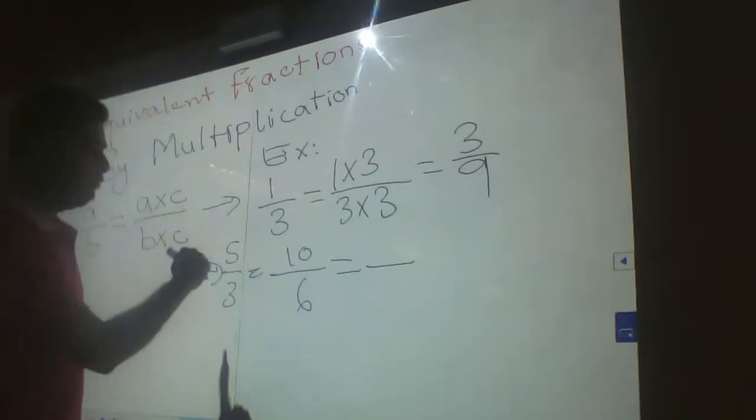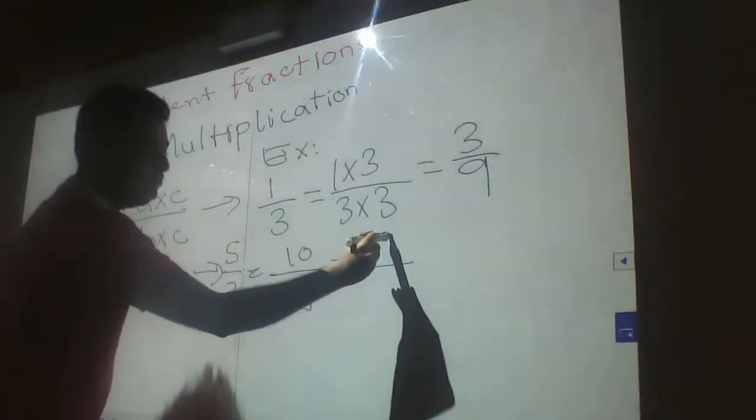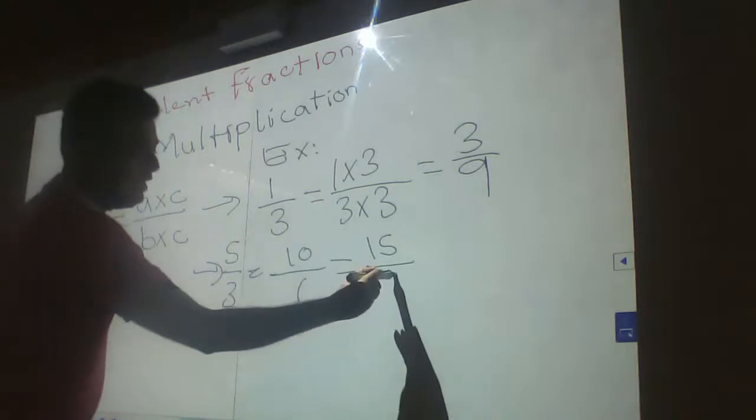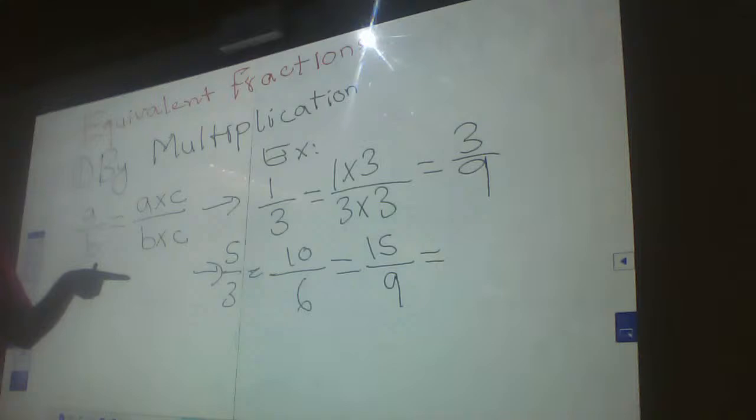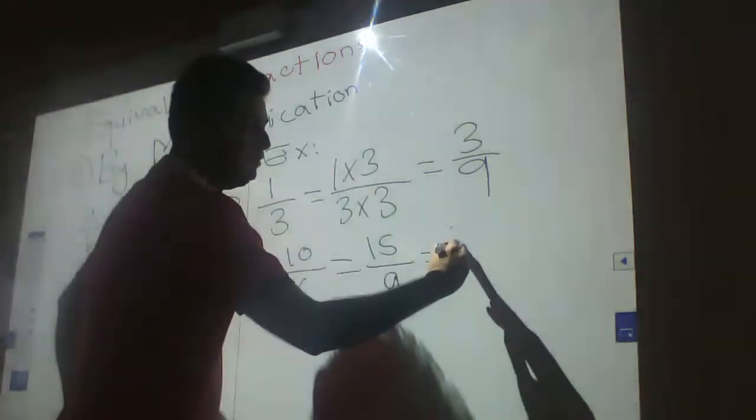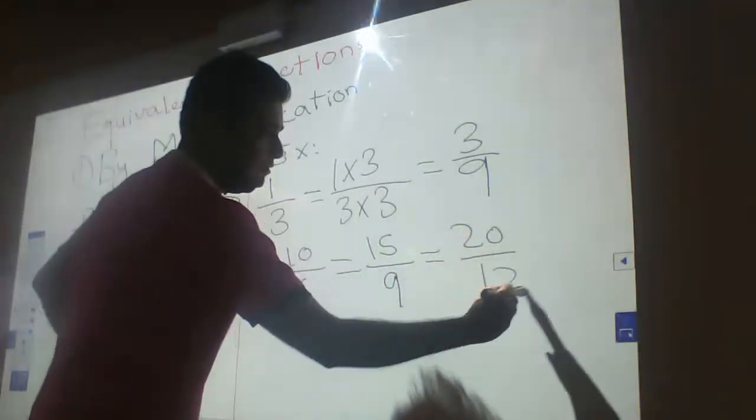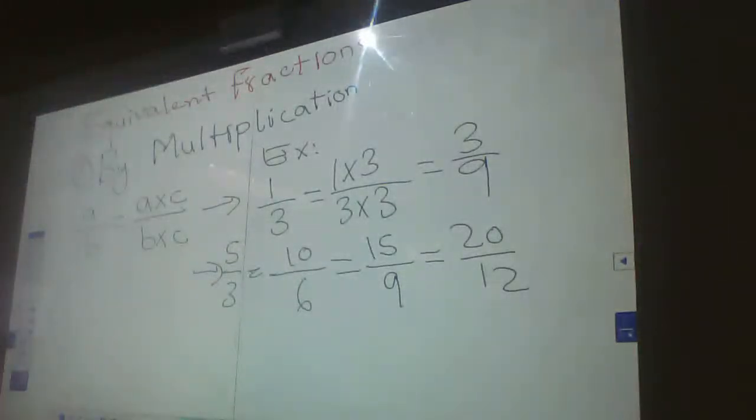So let's say I will do this one first. Next, 15 over 9. Next, I will do 20 over 12. All of them are equal to this one. Right? These are all equal fractions. So this is number one, by multiplication.